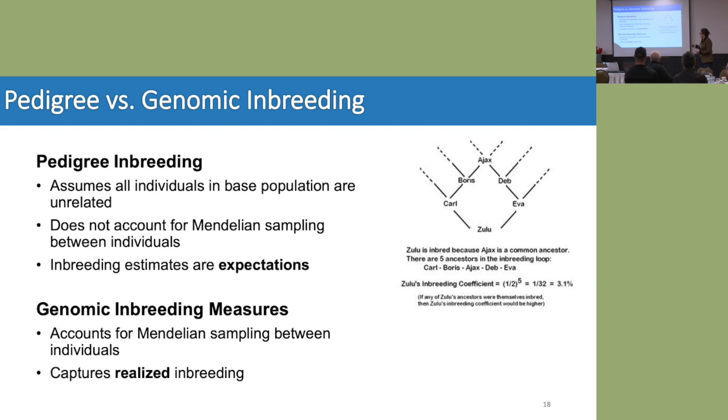Okay? Pedigree inbreeding assumes that all individuals in a base population are unrelated. We know that's actually not true. It doesn't account for something called Mendelian sampling. You guys don't have to worry about what that is, but ultimately here, the inbreeding estimates are expectations. We expect a brother and a sister to share 50% of their genes. Would you guys agree with that?